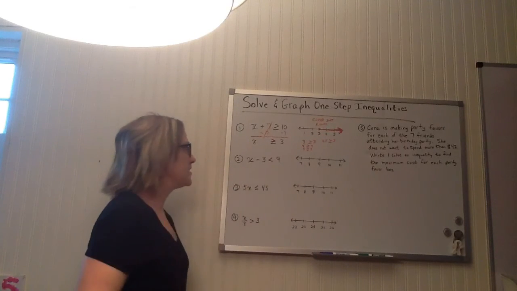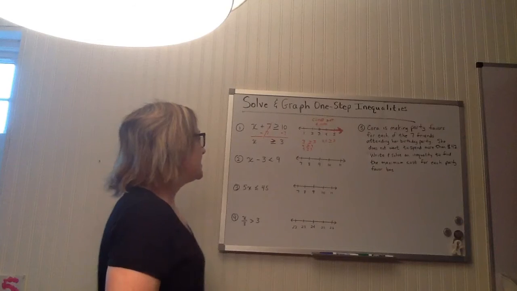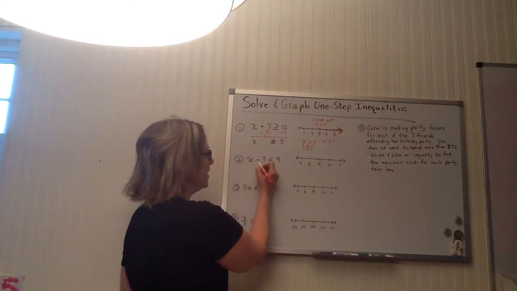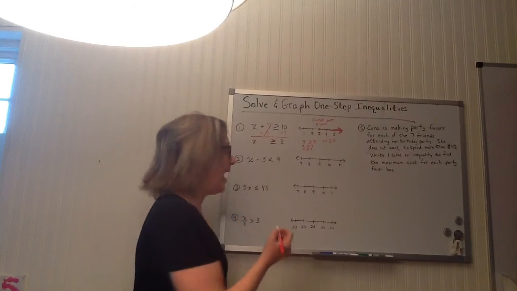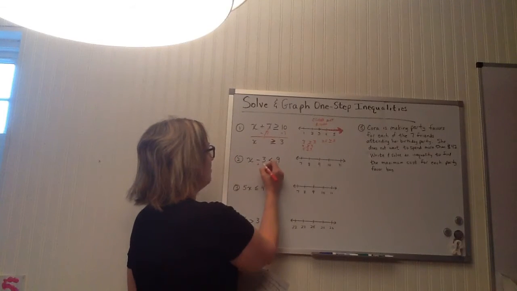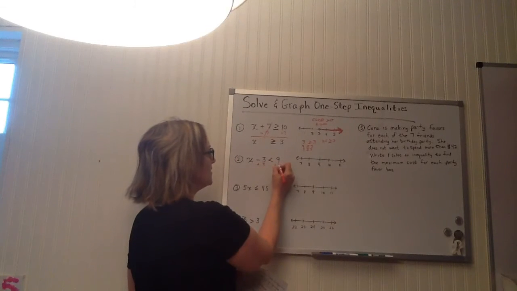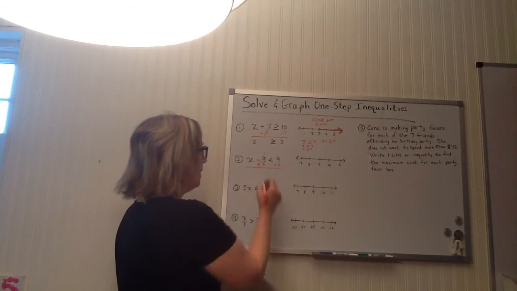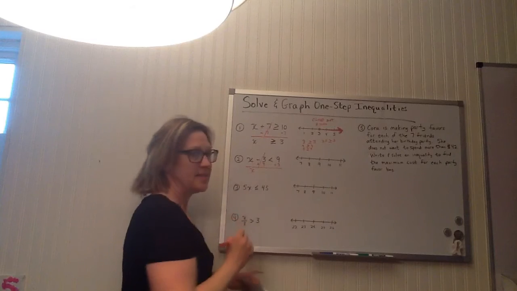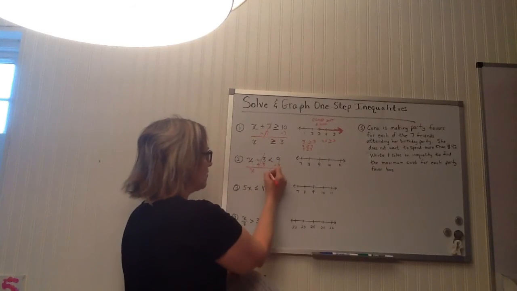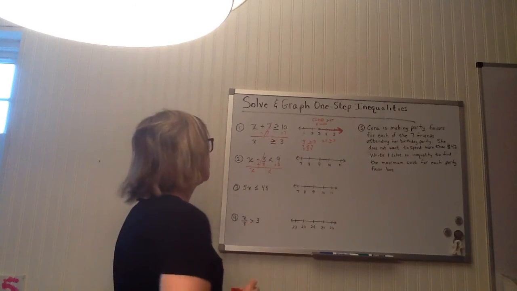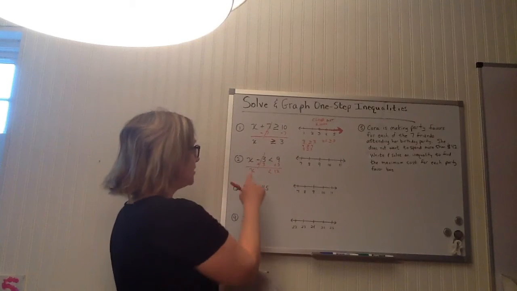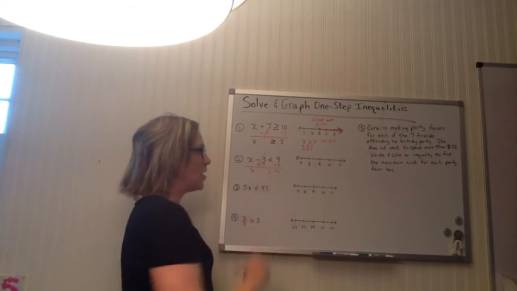All right, let's try this one, number 2. x minus 3 is less than 9. So what's the opposite of subtracting 3? Adding 3. So I'm going to add 3 to both sides of the inequality. 3 cancels out. I have x left on this side. I bring down my inequality, and then I add these together. So my solution is x is less than 12.